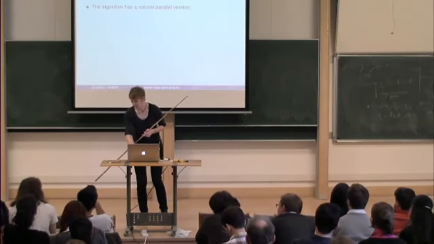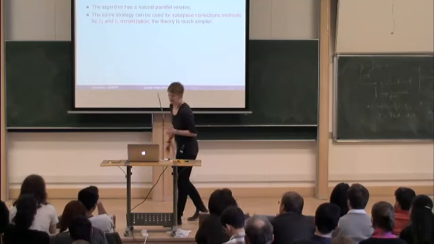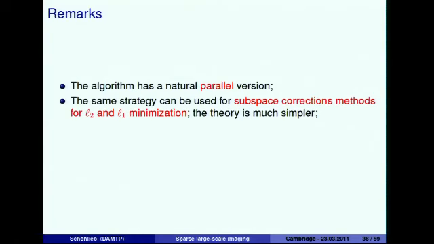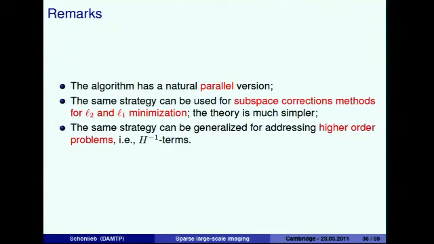So there is a natural parallel version of this algorithm. Of course, we can apply the same subspace decomposition strategy to other regularizers, like we have seen L1 minimization or L2 minimization, H1 minimization, whatever you want. It just can get easier, basically. The same strategy can be applied if you, say, don't have an L2 fidelity term, but you have an H^-1 fidelity term, which can be important in some applications in image denoising or image decomposition, where you look at these kinds of fidelity terms rather than L2.